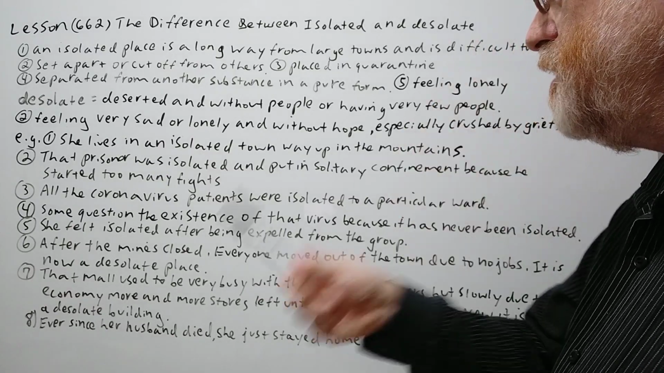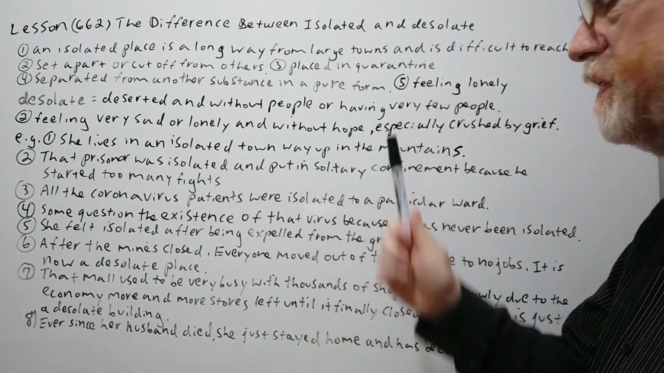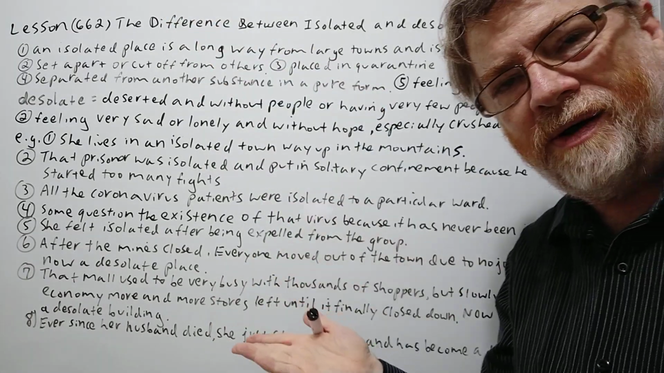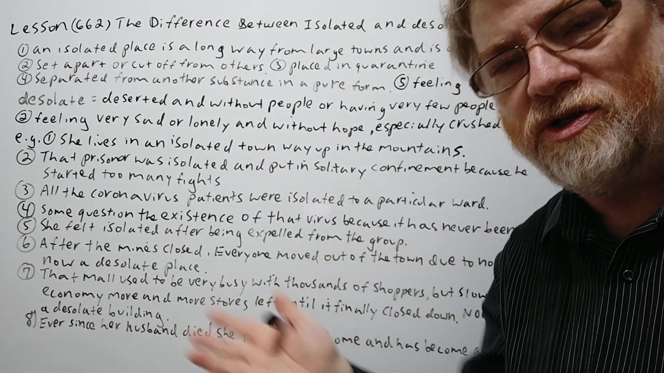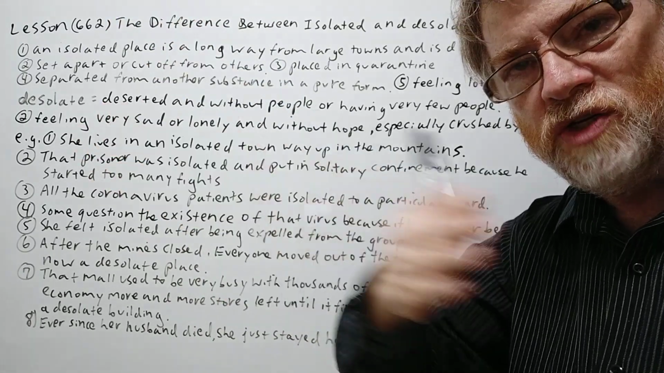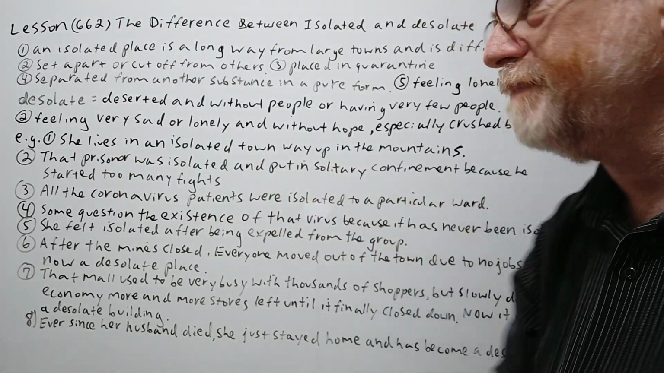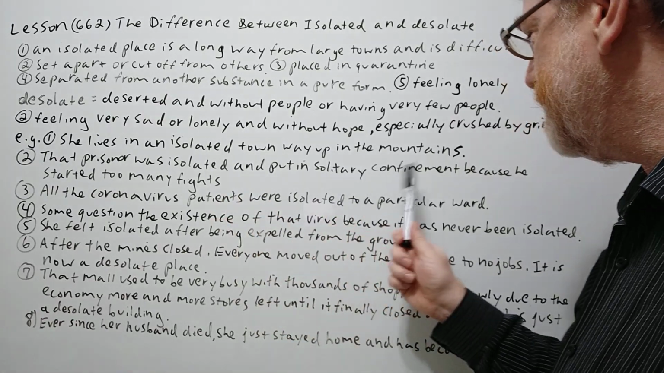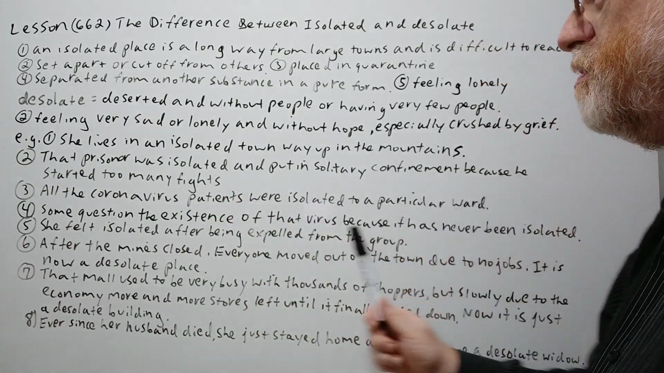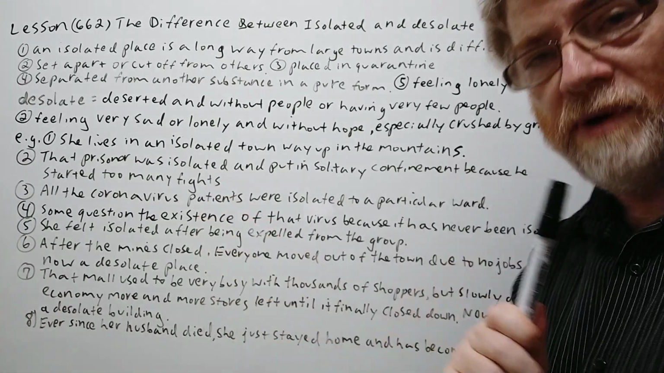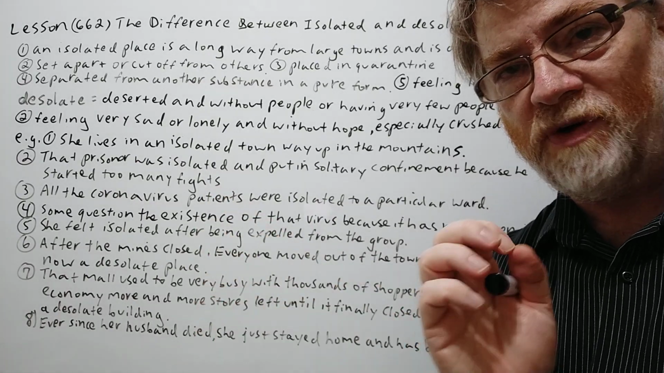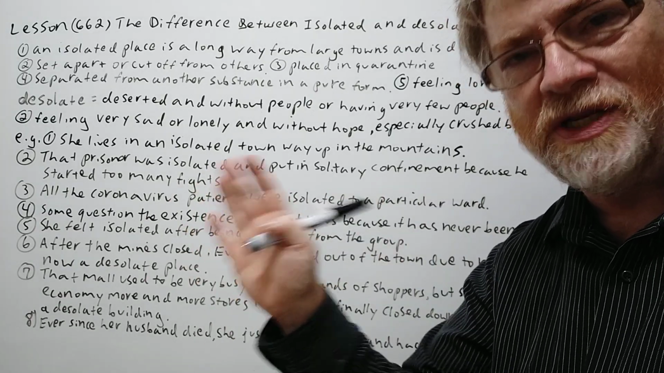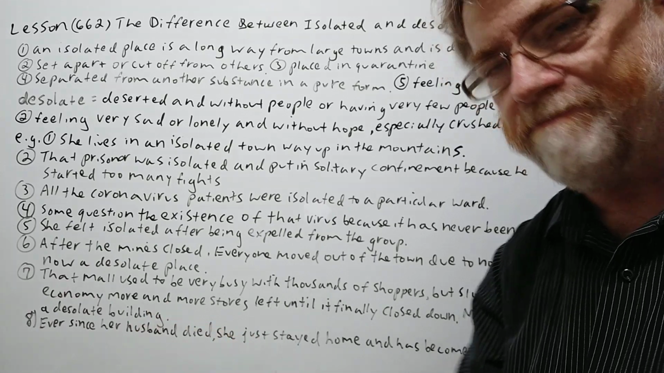Here's the first one. She lives in an isolated town way up in the mountains. Again, the focus is on the distance, way up there. Like I said, there could still be hundreds or thousands of people living up that mountain. It's just very far away from other places. Number 2, that prisoner was isolated and put in solitary confinement because he started too many fights. Again, they purposely separated him from other prisoners because he was a troublemaker, and they put him by himself. Solitary confinement is usually a punishment.